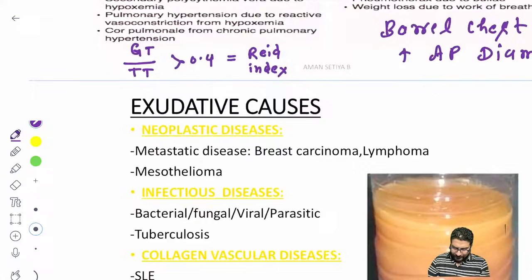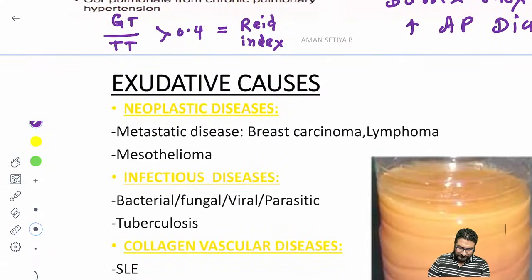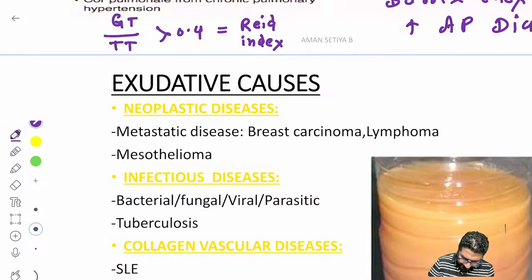Now one question they ask in exam is from pleural effusion. So there is a criteria called Light's criteria. So they ask you which is exudate, which is transudate. So understand this thing. Any fluid which is thick, that's an exudate. Exudate is like a shake. Transudate is like a juice.